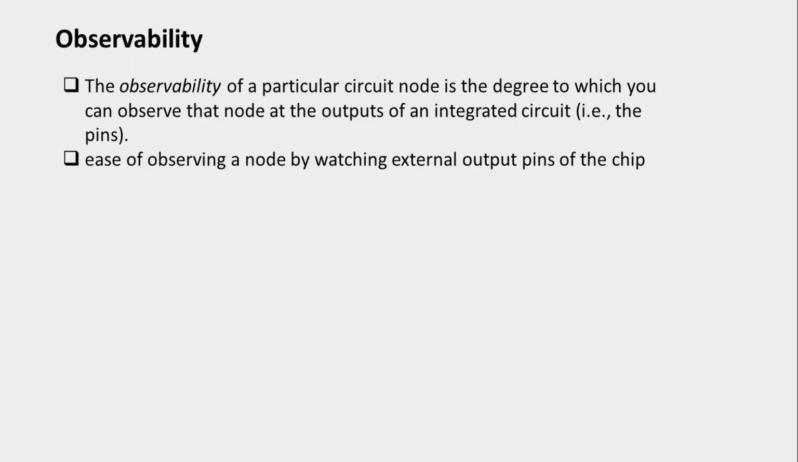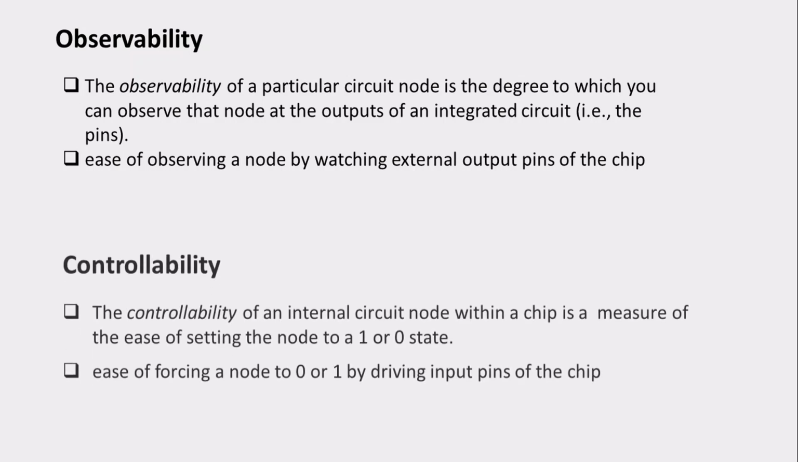Ease of observing a node by watching the external output pins of the chip. Here we are not looking in terms of internal design; we are looking at the pins. If we have developed an IC, by giving external inputs and observing the external output pins, we check whether it is going to work fine or not. That is observability.